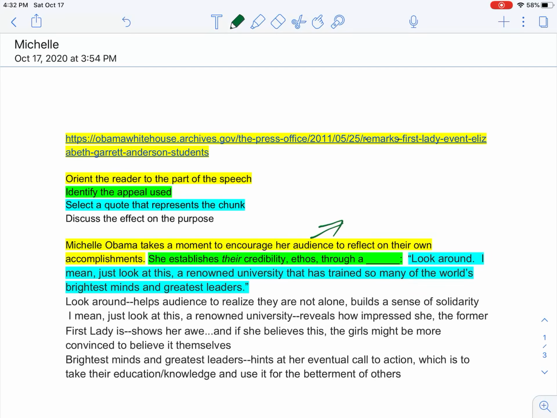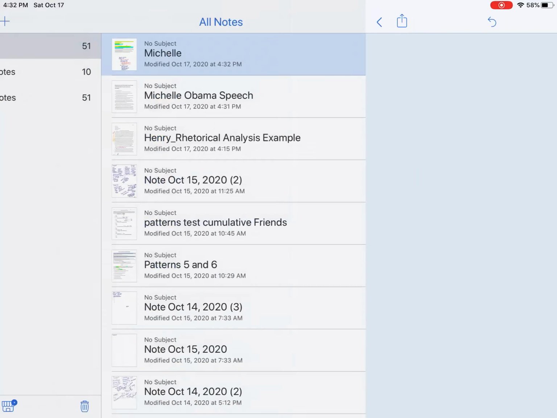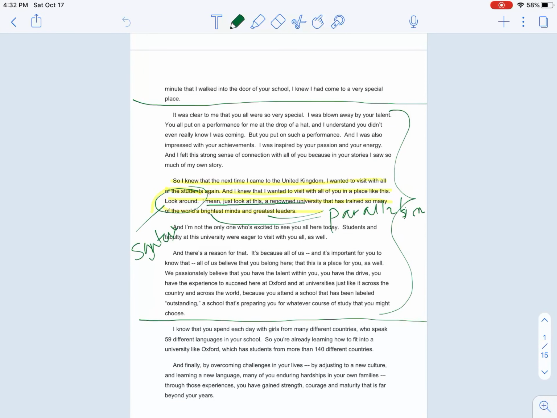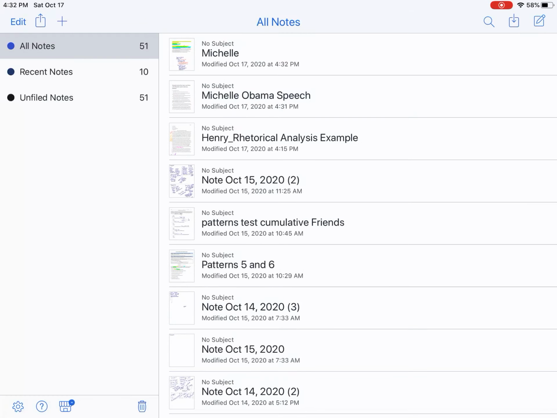She establishes their credibility by building them up, ethos, through, and we were trying to find a word that would fit right here, but I wanted to move on and get my ideas out. So we have to come back to that. And hopefully Bella's figured something out. But then you select a quote that represents the chunk. So again, back at this. So we've got the reading chunk here. Of this whole reading chunk of the speech, we needed to pick a quote that was going to represent the overall function of that. So we chose that one.